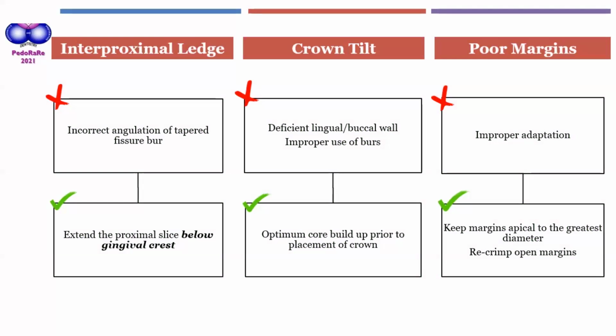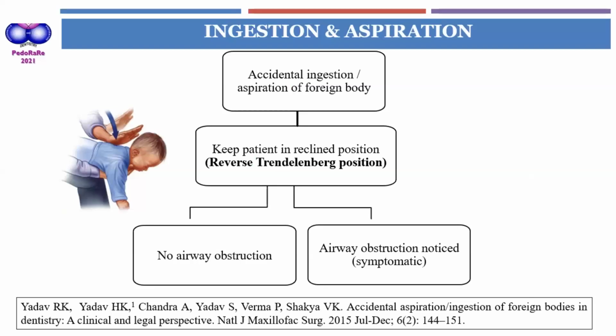Why does the crown tilt? Because deficient lingual or buccal walls are improper, so automatically the occlusal table looks tilted downwards. So don't try to reduce the quantum of core buildup. You have to do a proper core buildup. Then the table will be straight and you can have the crown seated straight. Poor margins, improper adaptation: keep margins apical to the greatest diameter, recrimp open margins.